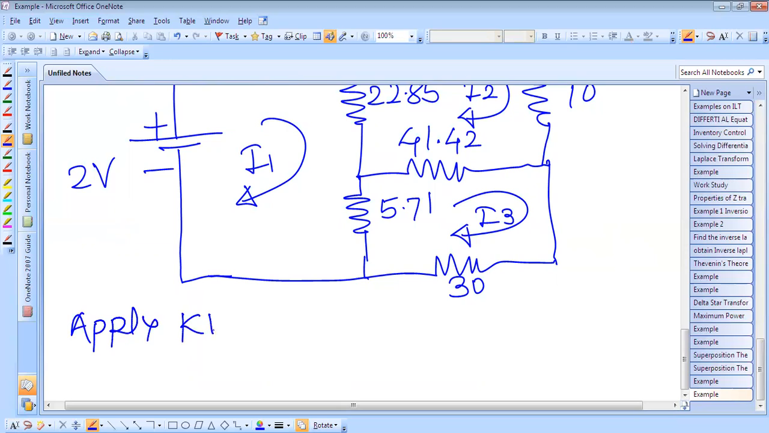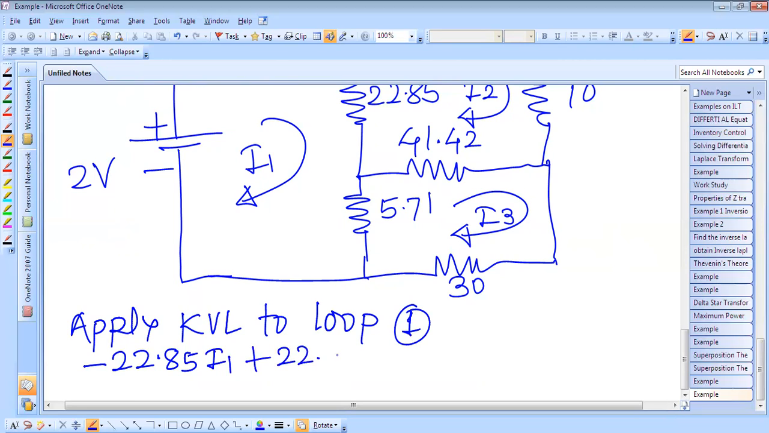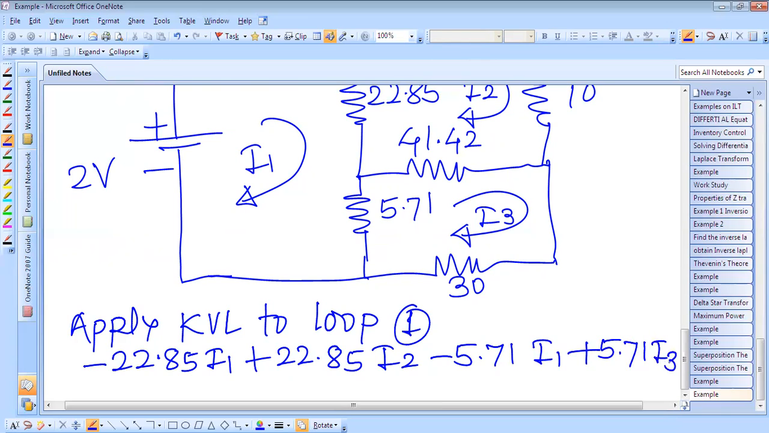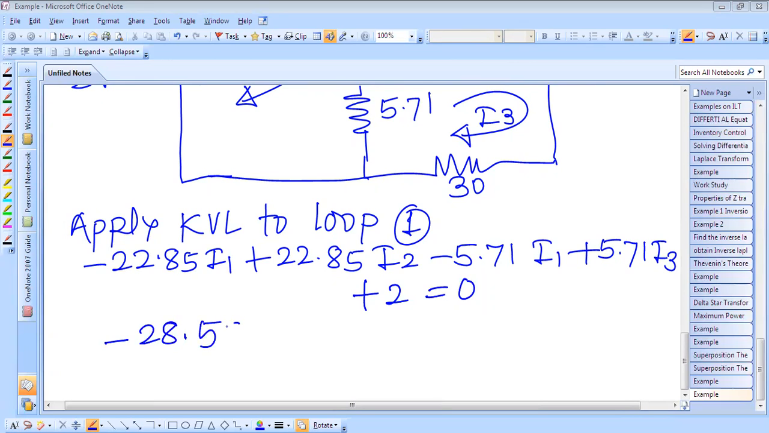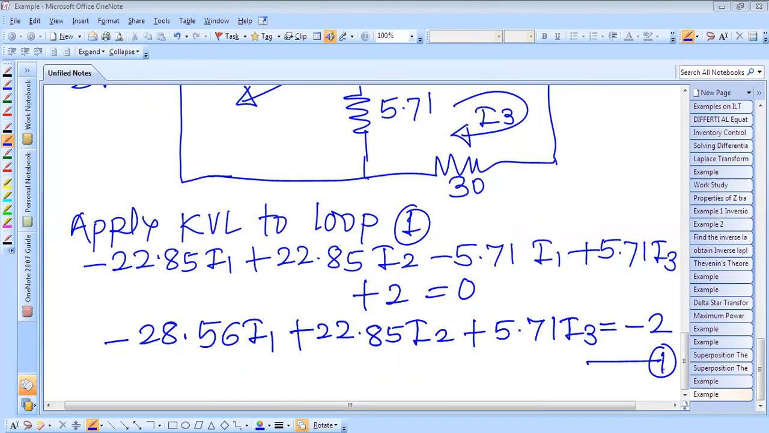Apply KVL to loop one. So if you apply the KVL to this loop one, minus 22.85 I1 plus 22.85 I2 minus 5.71 I1 plus 5.71 I3 plus 2 is equal to 0, and just solve this further. This is equation number one.